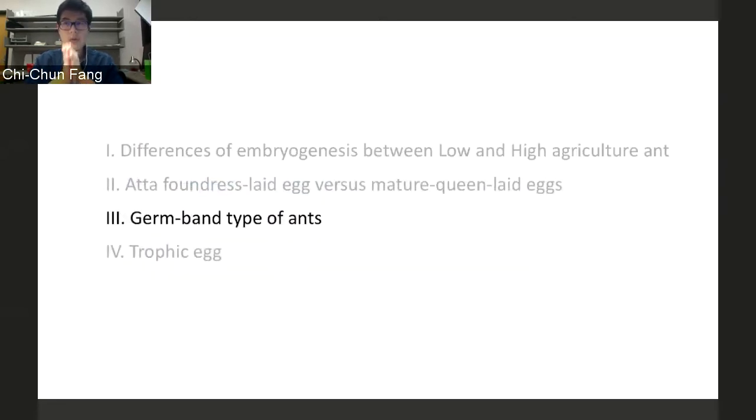Okay, and the third part I want to explain is the germ-band type of the ants. Recall what we just discussed. Honeybees and wasps have a germ-band type that is the same as Drosophila. It's pretty similar to Drosophila. Drosophila is a fruit fly. They're long germ-band species, and I want to know whether ants have a similar germ-band or actually follow a different development pattern.